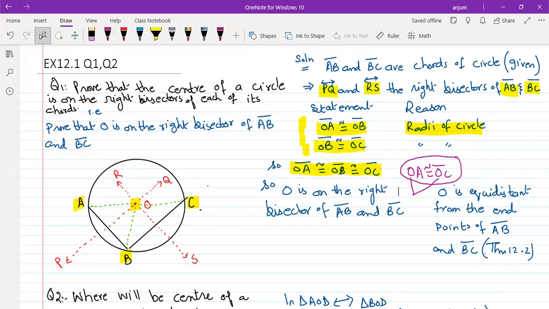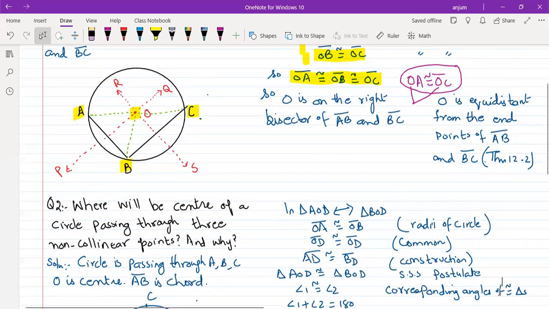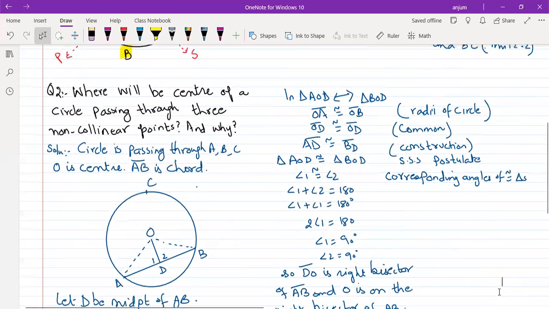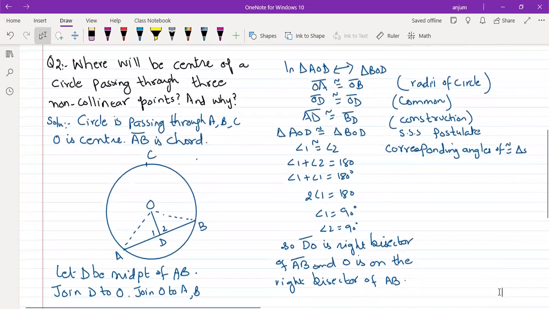Now come to the next question, question number 2. The statement is: where will be the center of a circle passing through 3 non-collinear points and why? We have taken a circle and this is passing through 3 non-collinear points A, B, and C, and its center is O. They're asking where will be the center of the circle passing through 3 non-collinear points and why?